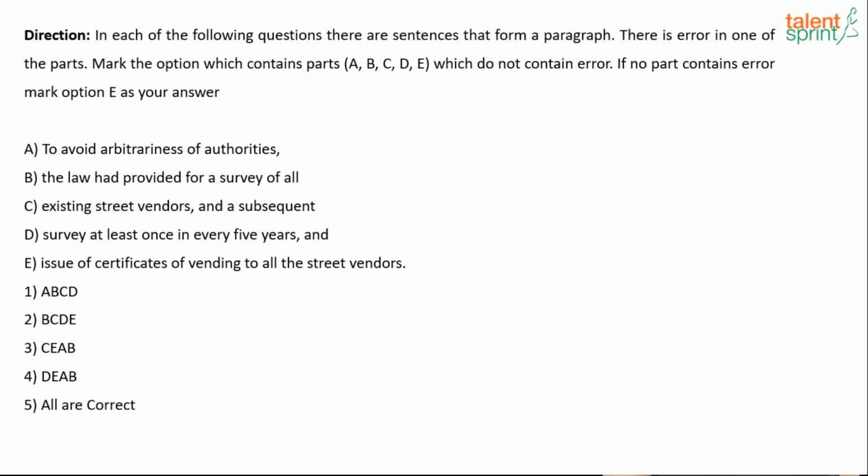To avoid arbitrariness of authorities, the law had provided for a survey of all existing street vendors and subsequent survey at least once in every 5 years, and issue of certificate of vending to all the street vendors. So where is the error, and which ones are the error-free parts? If you think there's an error in any of the options, why do you think there is an error, and what should be improved? What should be changed?